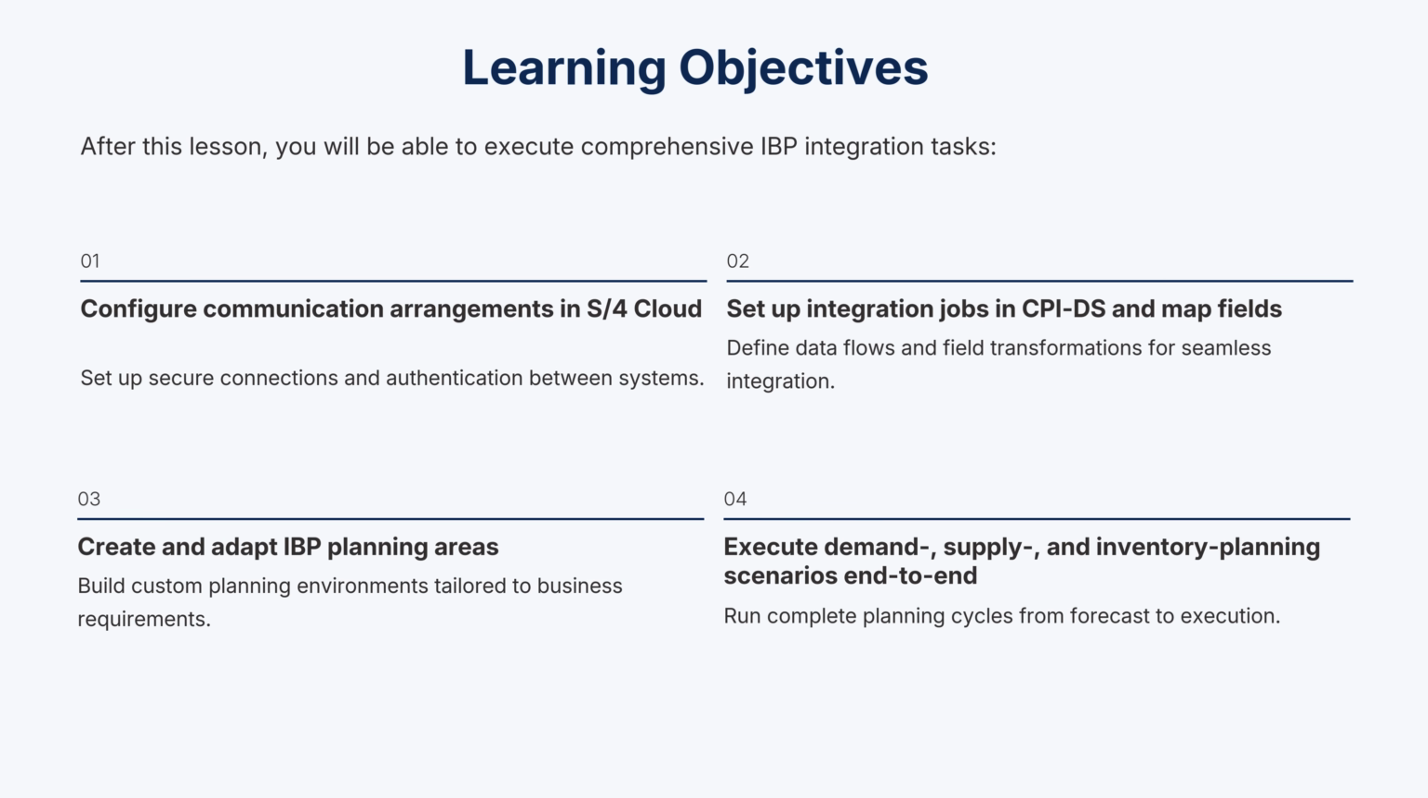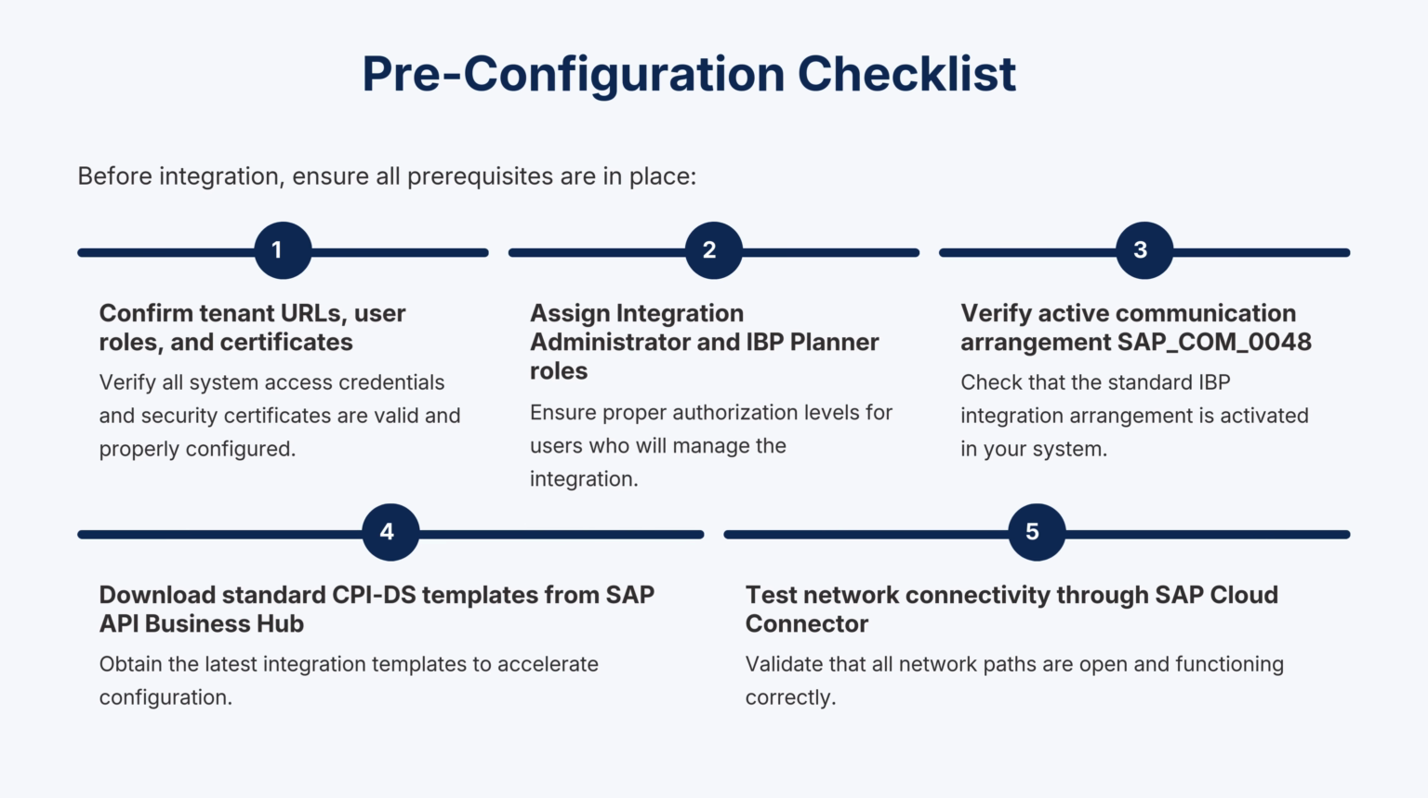Pre-configuration checklist. Before beginning, check 3 essentials: connectivity, authorization, and templates. Ensure both S4 and IBP tenants are accessible and communication users have the right roles. Activate SAP COM 0048, the critical arrangement for IBP communication, and download SAP's CPI-DS templates for extraction and loading. Lastly, confirm the Cloud connector is active and validated.